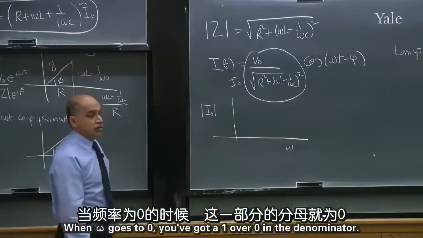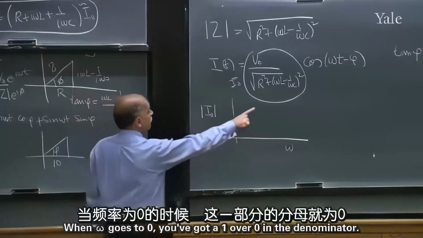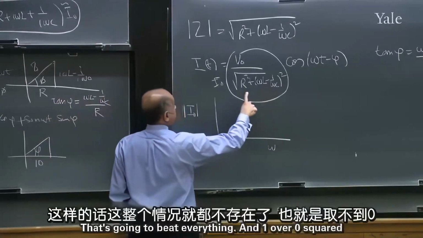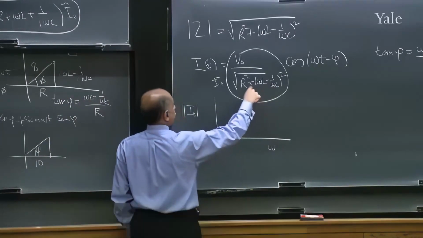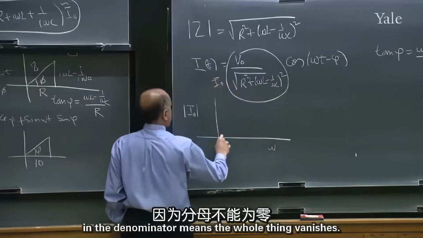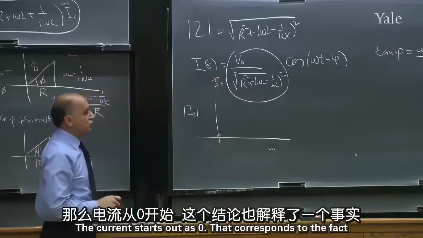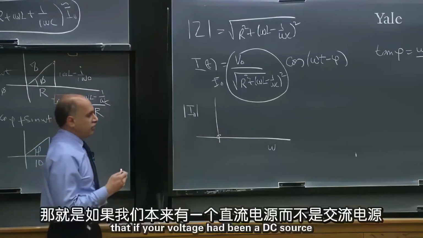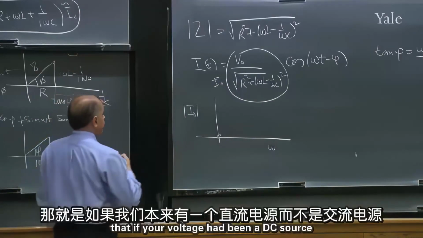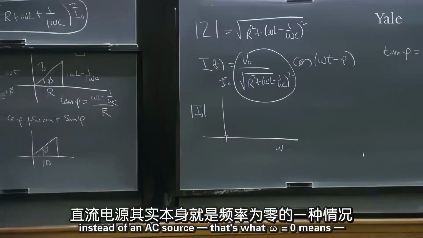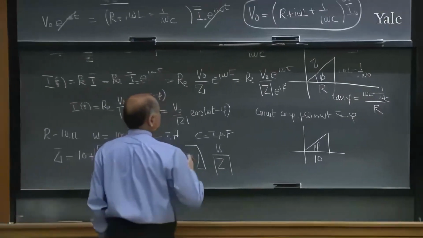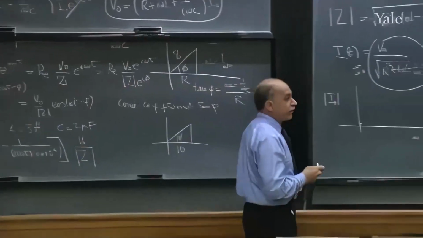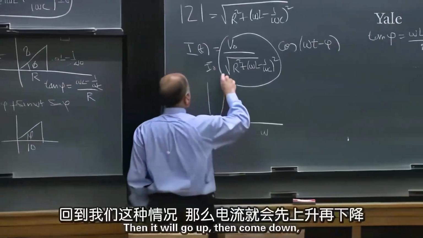When omega goes to 0, you've got a 1 over 0 in the denominator. That's going to beat everything. And 1 over 0 squared in the denominator means the whole thing vanishes. The current starts out as 0. That corresponds to the fact that if your voltage had been a DC source instead of an AC source, that's what omega equal to 0 means. The capacitor will charge to some point and then stop the current.